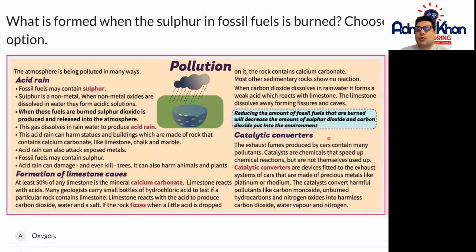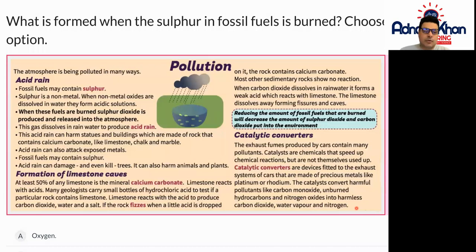Catalytic converters. The exhaust fumes produced by cars contain many pollutants. Catalysts are chemicals that speed up chemical reactions, but are not themselves used up. Catalytic converters are devices fitted to the exhaust systems of cars that are made of precious metals like platinum or rhodium. The catalysts convert harmful pollutants like carbon monoxide, unburned hydrocarbons, and nitrogen oxides into harmless carbon dioxide, water vapor, and nitrogen.